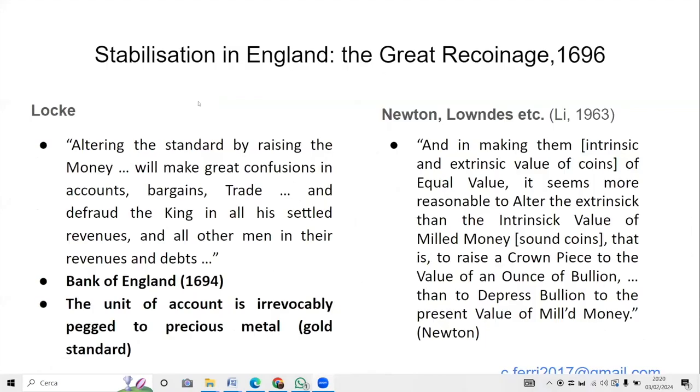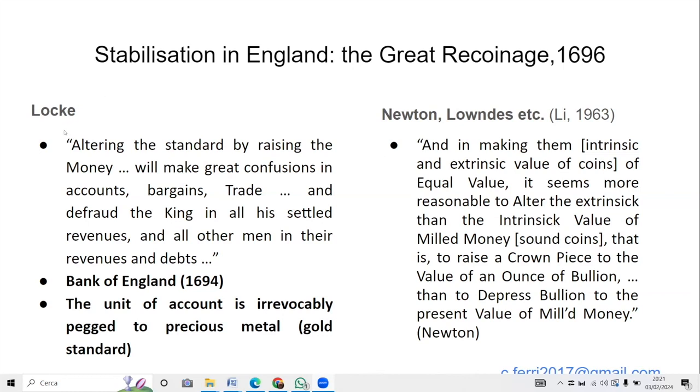Another stabilization happened in England with the Great Recoinage in 1696. In this case, the problem was that the silver coinage was mostly clipped and also undervalued with respect to silver bullion. So the traditional solution was to change the nominal value of the coins, at least the sound coins, to equal the value to the value of bullion. And in fact, Newton, for example, wrote, in making them the extrinsic value of coins of equal value, it seems more reasonable to alter the extrinsic than the intrinsic value of money.